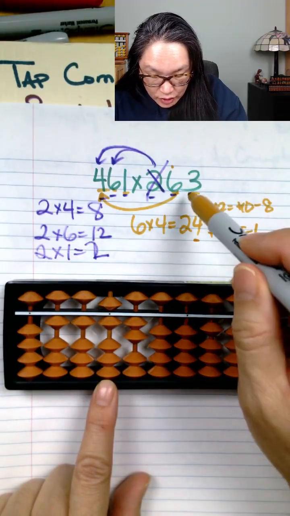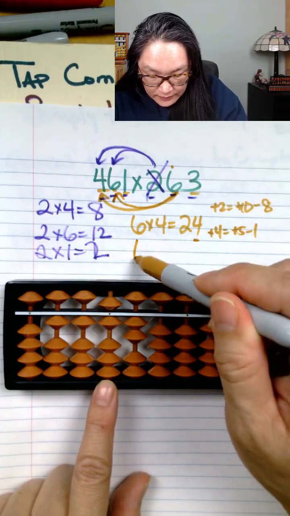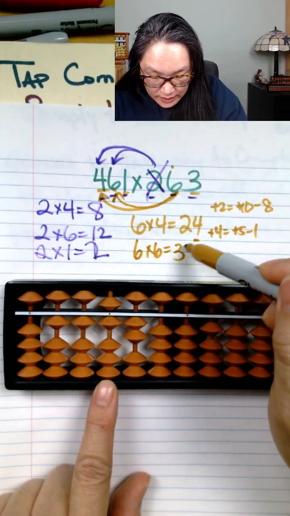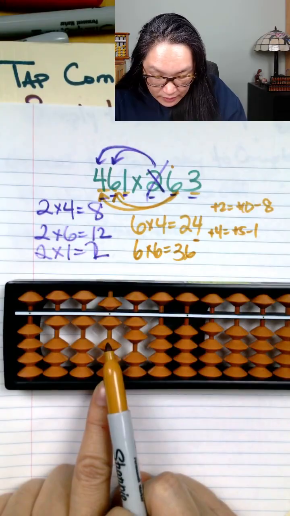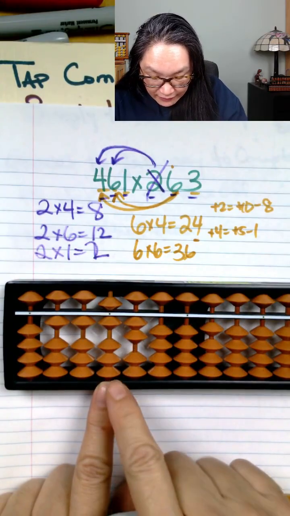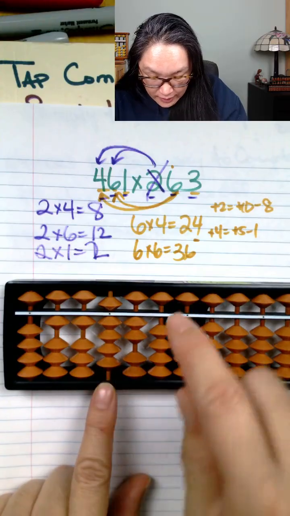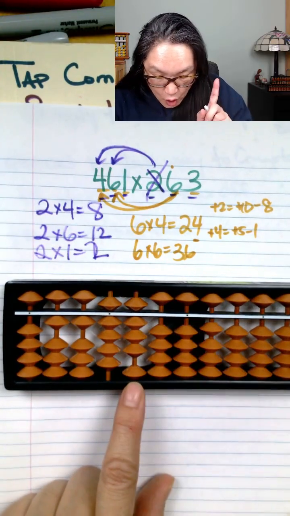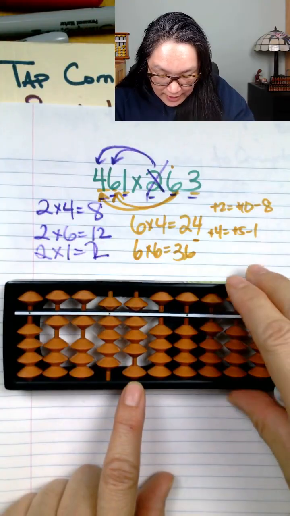So what's next? 6 times 6. 6 times 6 is 36. So I add my 3, I add my 6. Easy. I have enough beads, right? I add my 3 and then I add my 6. No problem. So what's next?